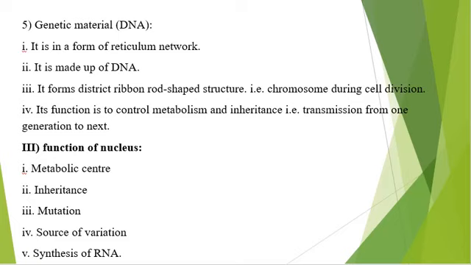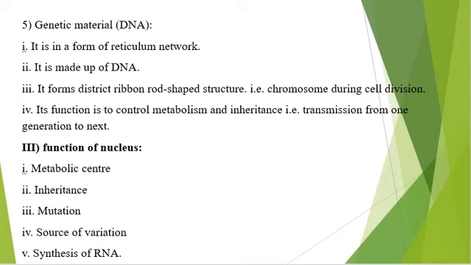Then mutation, at some times in the cell division, the crossing over happens. After crossing over, some genetic material is transferred and some cells become abnormal. In this way abnormalities or mutations are formed. So these also happen in the nucleus or DNA. Then this is the source of variation.